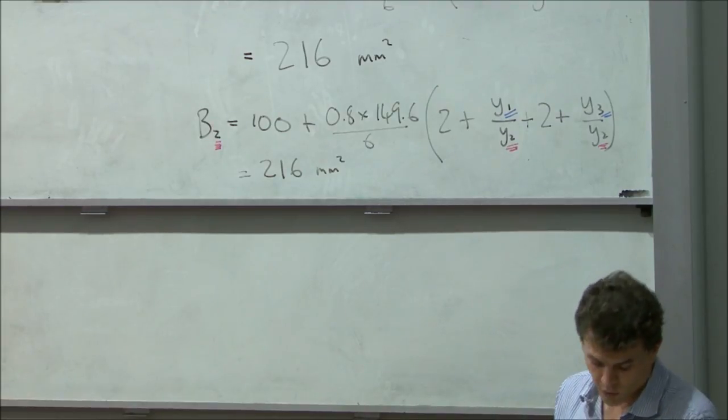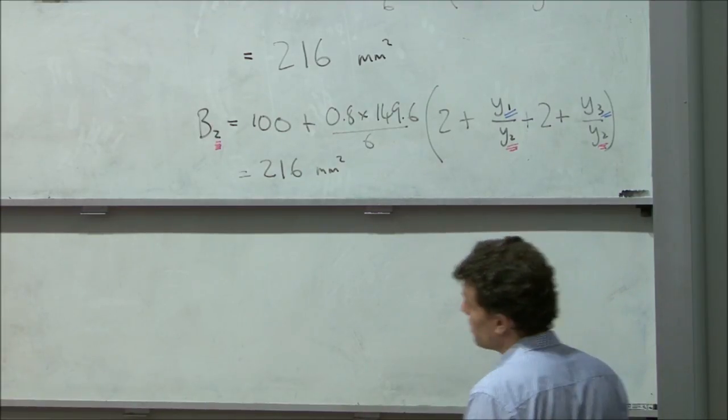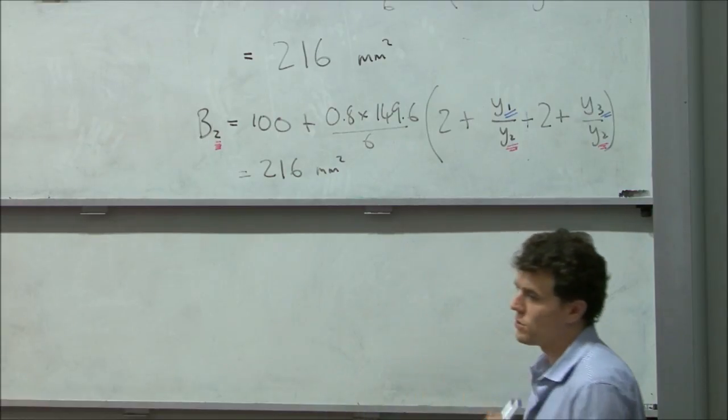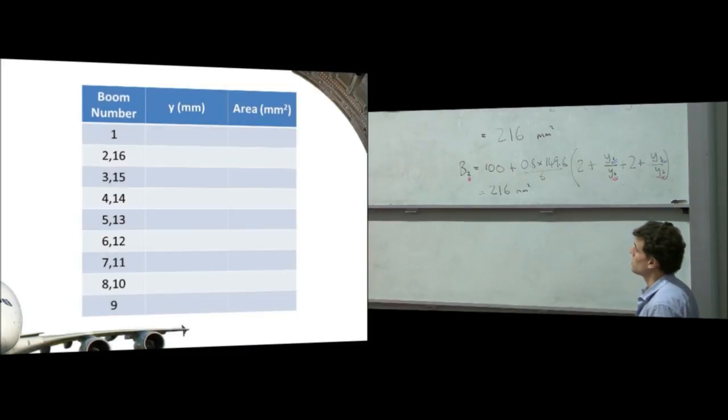And the reason we put it in a table, we'll see in a minute, is that it makes it very, very easy for us to do bending calculations and other calculations when it's in a table.